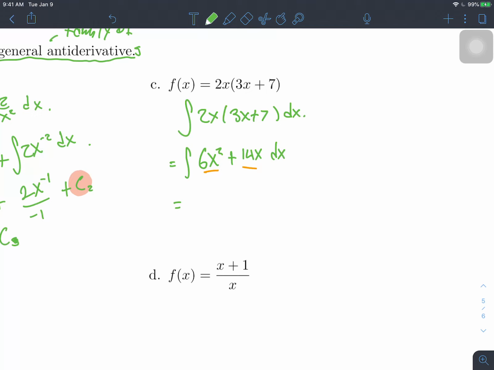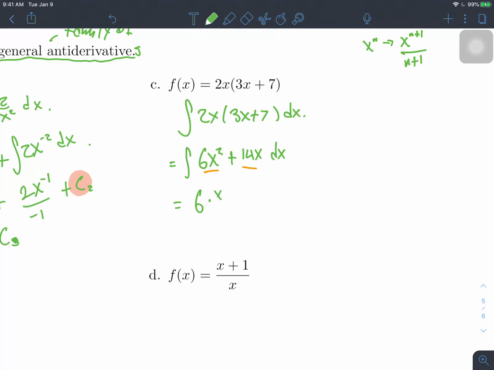Okay, so I should use the power rule and the multiplication by constant rule. The multiplication by constant rule says that 6 is just going to float. So I should now write the antiderivative of x squared. What does the power rule say we should do? It says that x to the n should become x to the n plus 1, and then we divide by the new power.